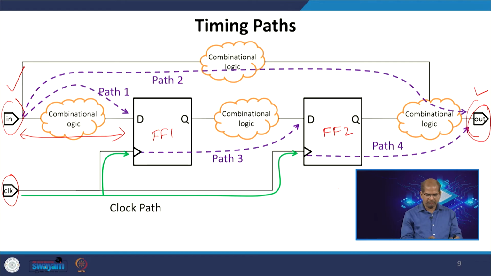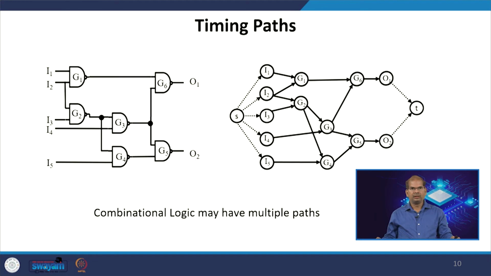So, there is also one path called clock path. This clock path is shown in a green line. Okay. So, these are the different timing paths inside this particular example.